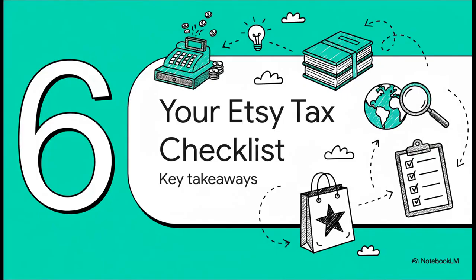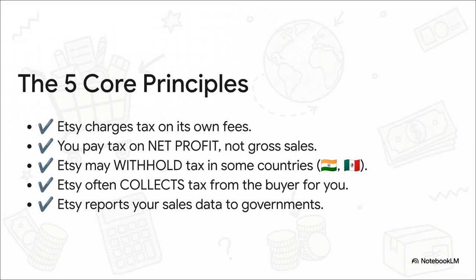Okay, I know that was a lot of information. So for this last section, let's just boil it all down and pull everything together into a simple, powerful checklist that you can actually use. Here it is, the 5 big ideas. Number 1, Etsy charges tax on its own fees. Number 2, you pay income tax on your net profit, remember, not your gross sales. 3, in some places, Etsy will withhold tax from your payout. 4, in lots of places, Etsy collects the sales tax from the buyer for you. And 5, your sales data is being reported to governments. That's it. That's the framework.